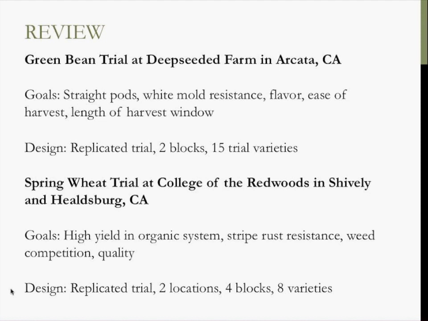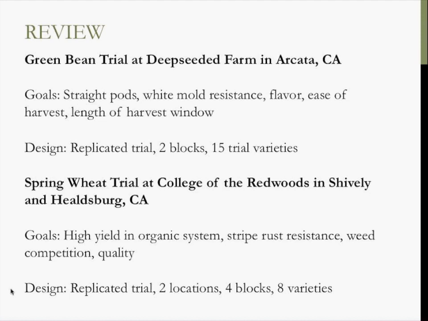So the first trial that we talked about was a green bean trial at Deep Seeded Farm in Arcata, California. The goals that were stated very clearly and specifically were that they were looking for straight pods, white mold resistance, flavor, ease of harvest, and the length of the harvest window. So those were the specific measurements that they were interested in taking.